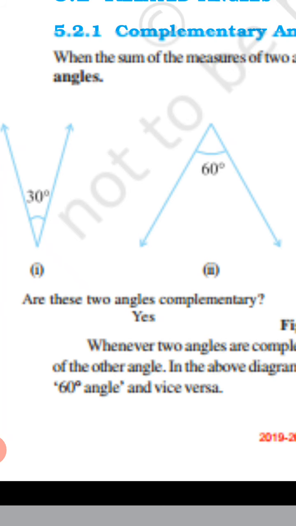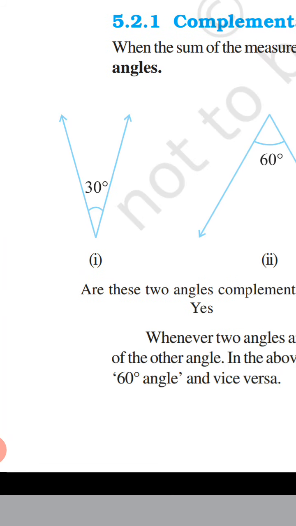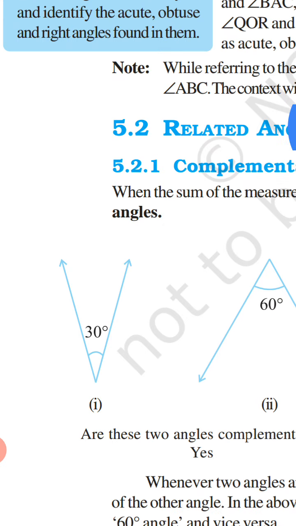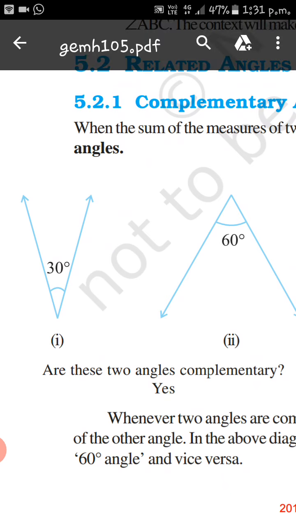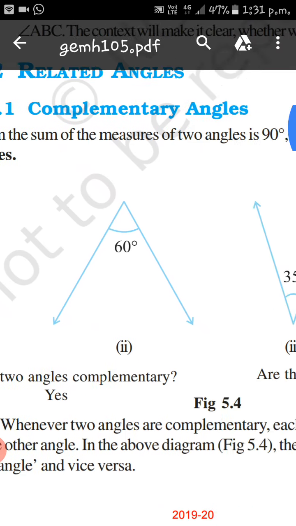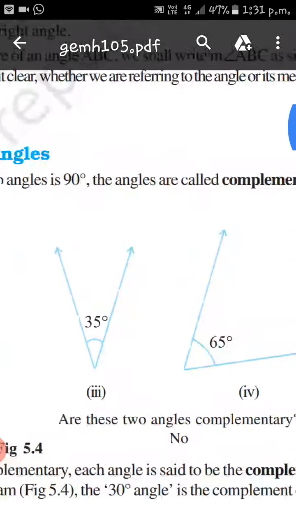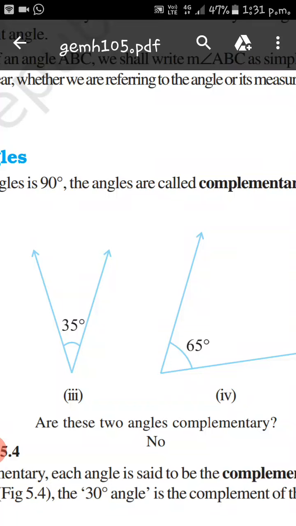For example, you see here 30 degree and 60 degree. If you add 30 plus 60, it is 90, so 30 degree is the complementary angle of 60 degree and 60 degree is the complementary angle of 30 degree. Now you see here 35 plus 65 is 100, so these are not complementary angles.